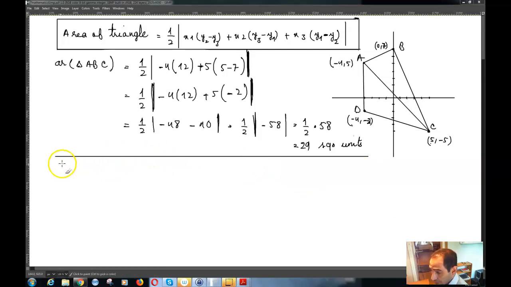The next thing is the area of triangle ACD, and I'm going to take it in the exact same order that they have taken it, ACD. So -4, 5, and -4.